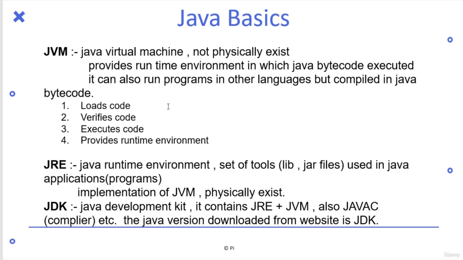The last thing is JDK, the Java Development Kit. It is made up of JRE plus JVM. So these are both, we can say, the runtime environment and JVM, as I told you earlier. Also, it consists of javac, which is basically the Java compiler.